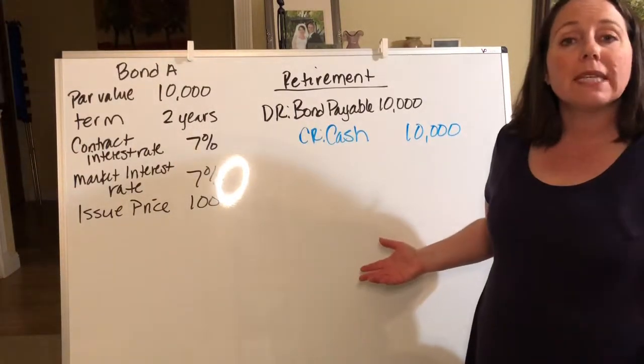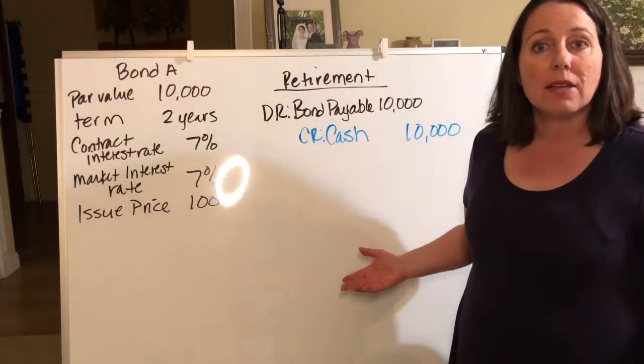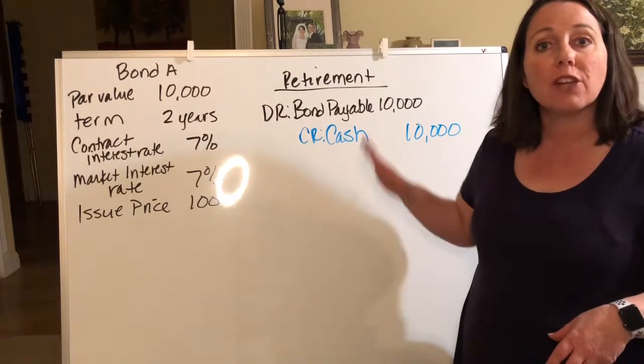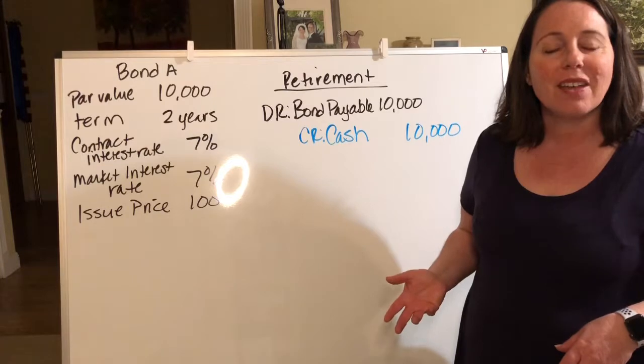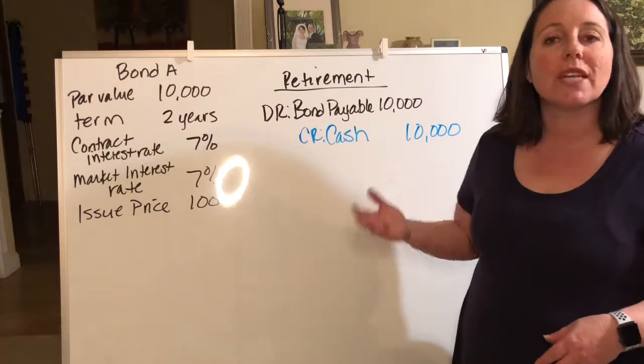So this completes bond A. Next, I'm going to go through and show you how to do bond B, which we're going to issue at a discount, and bond C, which we're going to issue at a premium.